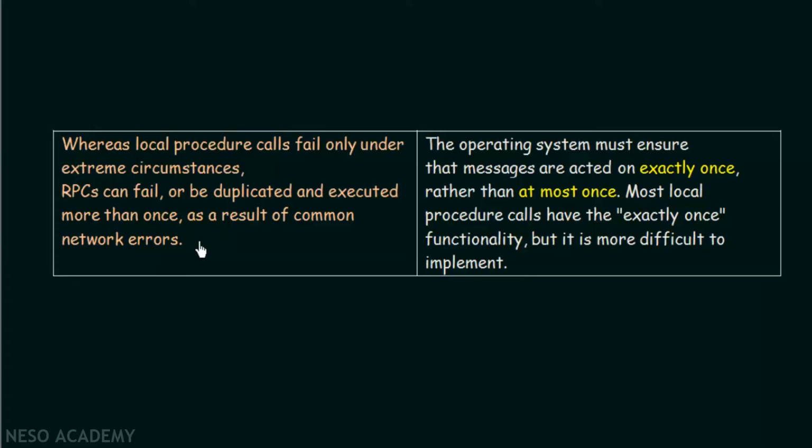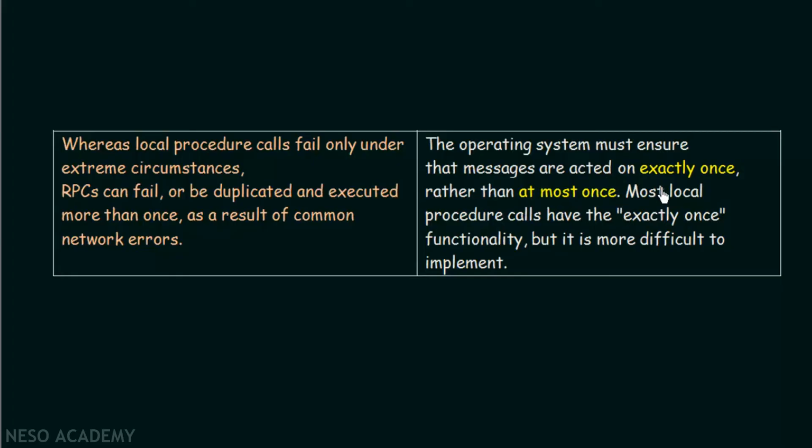So the resolution for this is the operating system must ensure that messages are acted on exactly once rather than at most once. Most local procedure calls have the exactly once functionality, but it is more difficult to implement. So when this kind of problems occur due to network errors, we said that the calls could fail, they could be duplicated or executed more than once. So in order to solve this, we are going to make the operating system ensure that the messages are acted on exactly once rather than at most once.